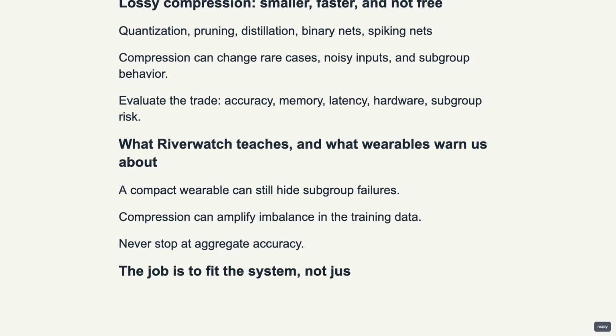That is the skill gap between leaderboard chasing and real deployment work. Strong edge practice means reasoning about memory, latency, energy, and accuracy together, then defending that choice in hardware-aware terms.